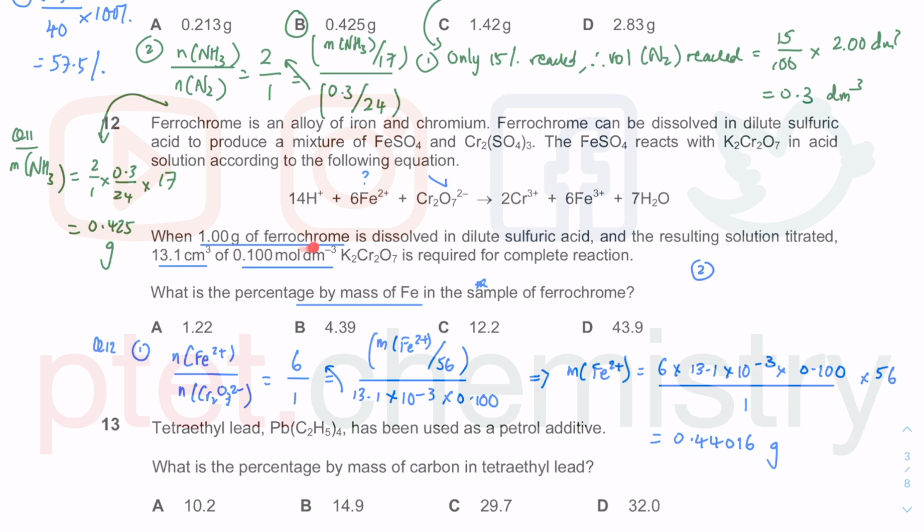And in terms of my step 2, I want the percentage by mass of iron. So I know I have 1 gram of ferrochrome. This is the mass of the iron 2 plus. So the percentage of iron, in terms of mass, is 0.44, if I just take 2 decimal places, divided by 1.00 gram, times 100%. The gram and the gram unit cancel. And hopefully you can see that should give you around 44%. So the closest to that is 43.9.